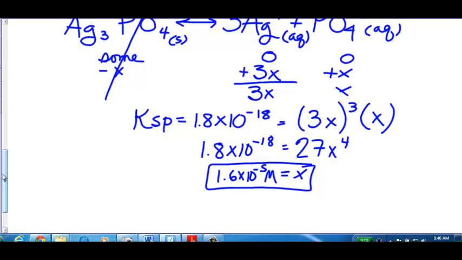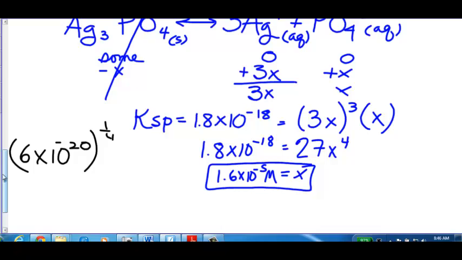Or you can take your, what was it, 6 times 10 to the negative 20th or whatever it was, and raise it to the 1/4 power. That's something you also could do. You could raise it to the 0.25. It's up to you, however you choose to solve that.